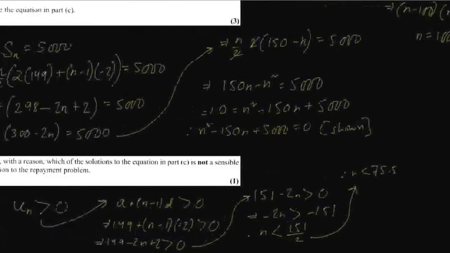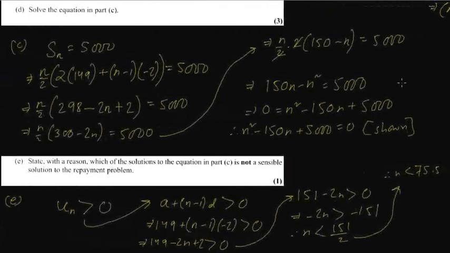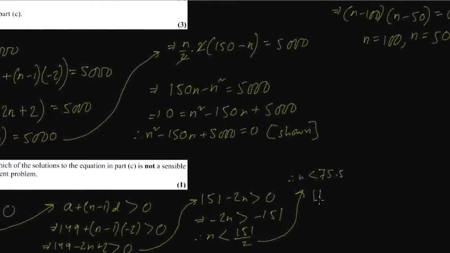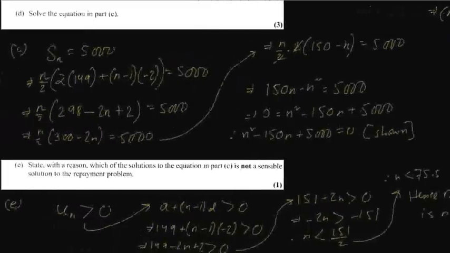So all you have to do is write, hence n equals 100 is not sensible because it gives a negative term. So this is an irregular sum and you don't have to worry about this particular sum.